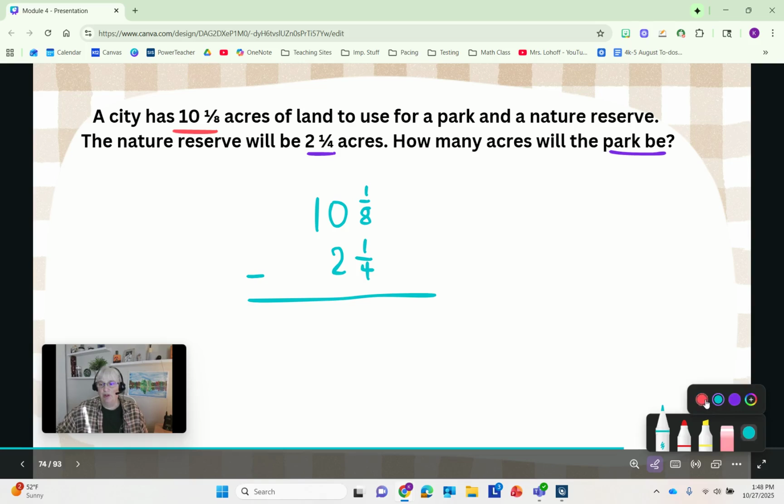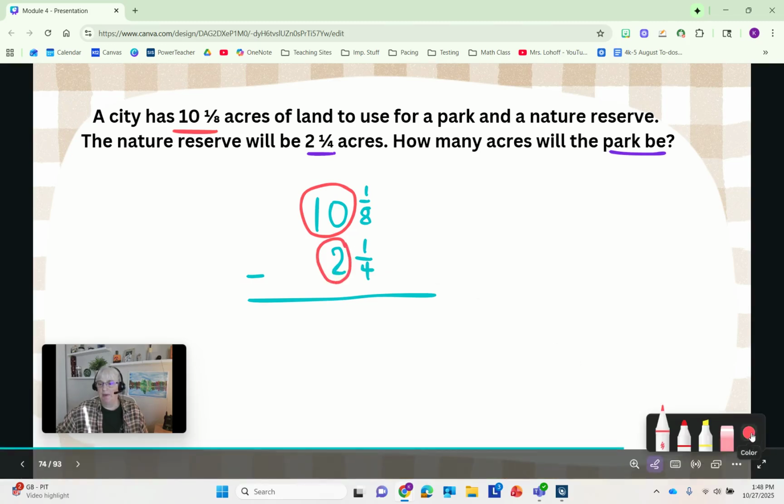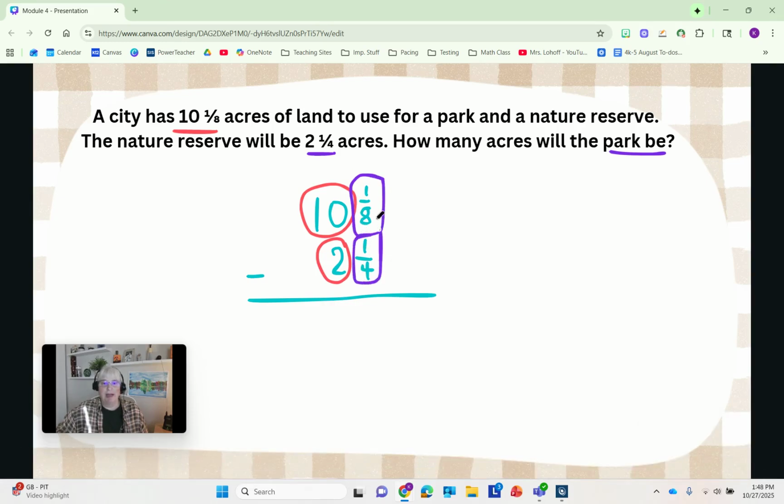I'm going to circle the whole number in red, and then circle my fraction part of the mixed number in purple. And when we subtract mixed numbers, we start with subtracting the fractions. So 1/8 minus 1/4. This time our denominators are different. We can't subtract them this way, so we have to find the least common multiple.